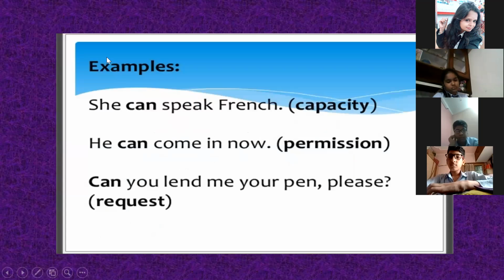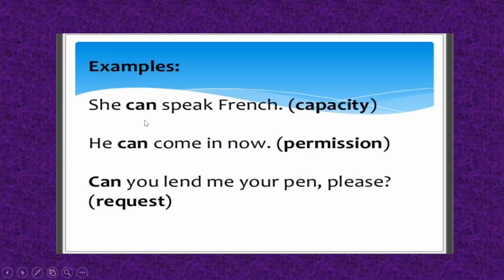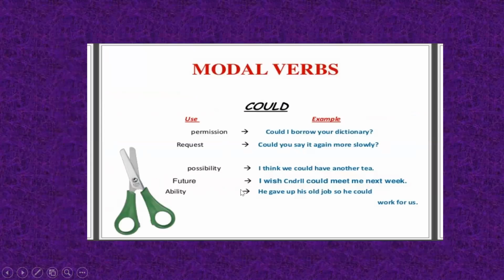We have some more examples. Let's see to it. She can speak French. So can here is expressing the ability of she. He can come in now. It's a permission being given to he. Can you lend me your pen, please? So it's a request for a pen.